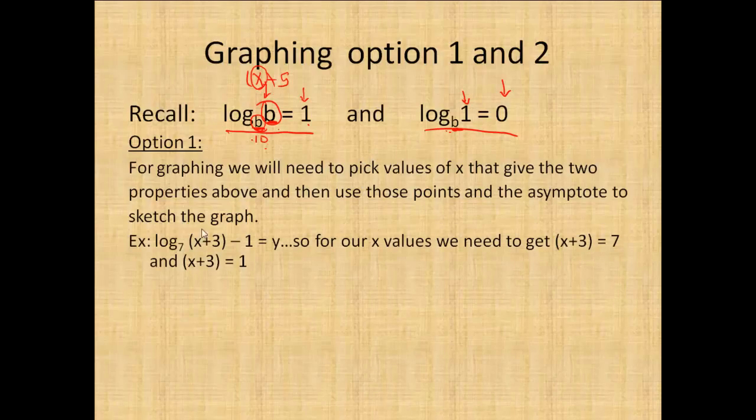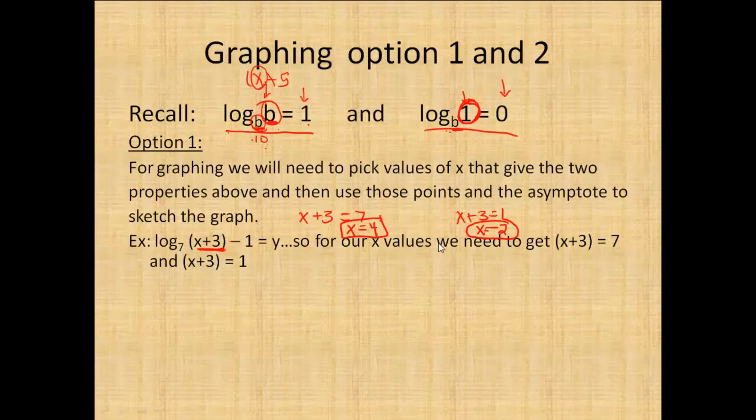Here's our example. If I had log base 7 of x plus 3 minus 1 is equal to y, so for my x values, I have to get this x plus 3 equal to 7. Well, when I do that, minus 3 from both sides, I would get x equals 4. That would be one of the x values I would want to pick for my table of values. The next thing I want to do is get that quantity equal to 1. So then I would do x plus 3 is equal to 1, minus the 3 off, and get -2. That would be my second x value that I would use in my table of values.